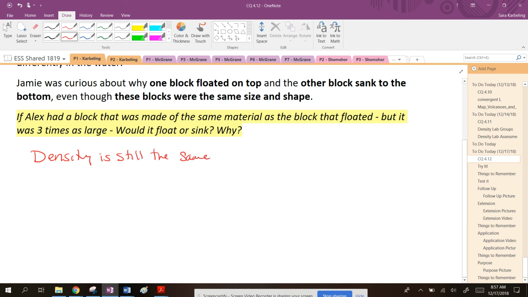How does that work? I got this. So if we have a block that's this big, let's say it's 6 inches big. If it's 3 times that big, that means that each side, instead of being 6 inches, is going to be how big? 18 inches. That's like, what, like this? A block this by this is going to float?